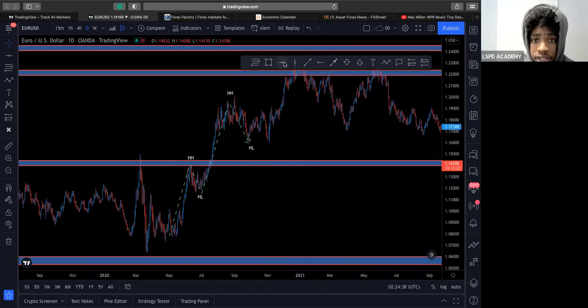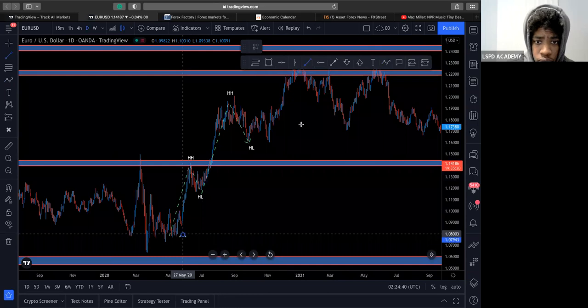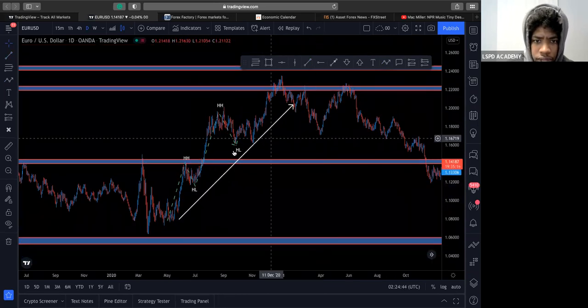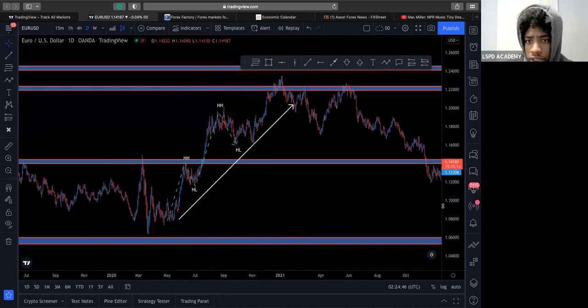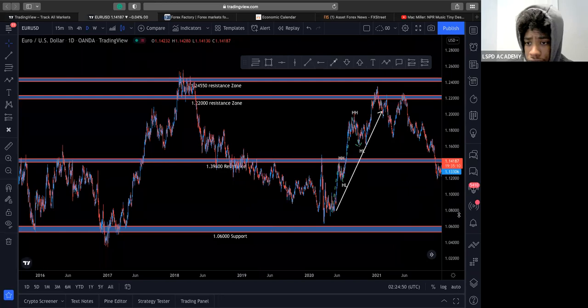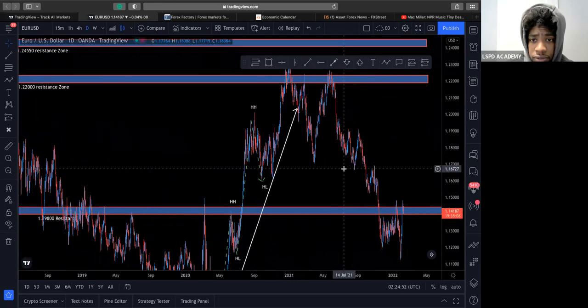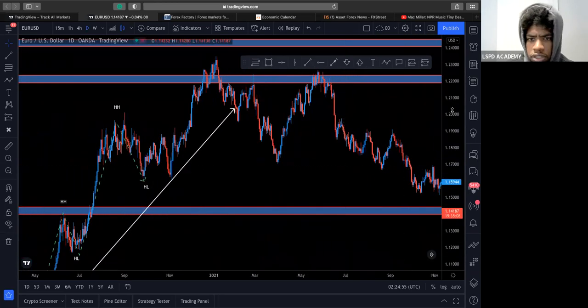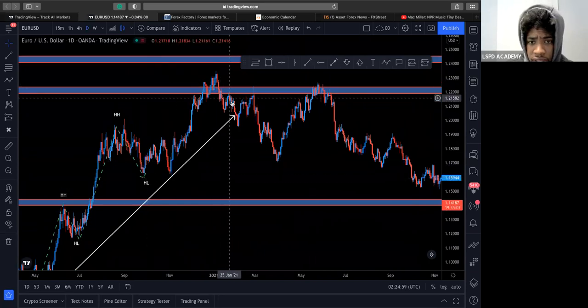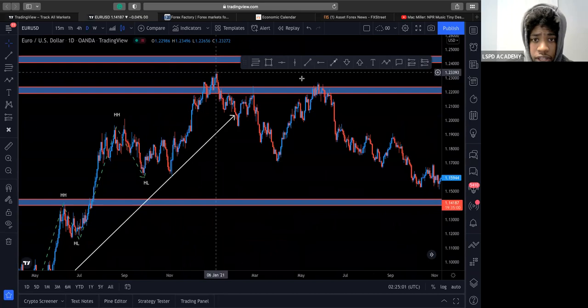We see prices moving upwards. Boom. Price is moving up. All right. So we got price moving up in our uptrend. We see, okay, price has come near our 1.22000 resistance zone. So now we're just identifying what price is doing here, right? So we see price came up, met resistance, came down, started giving us a bearish structure.